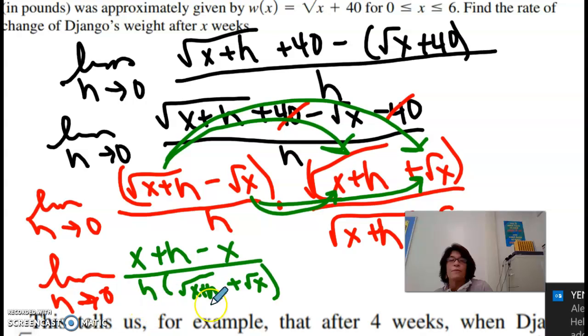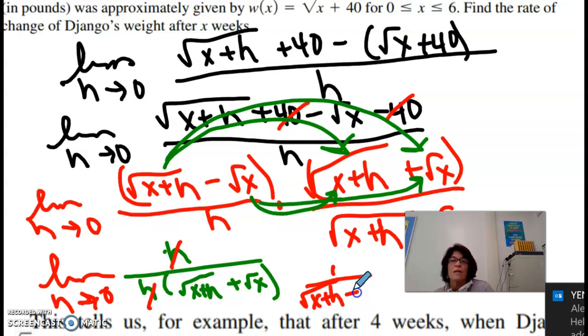Okay, I'm not going to distribute because I'm going to lose the fact that I can cancel my h's, maybe. Okay, x minus x. I'm going to take those away. The h's cancel, so I end up with 1 over the square root of x plus h plus the square root of x. And now I can put 0 in for h. I get 1 over the square root of x plus the square root of x. That's 1 over 2 square roots of x.